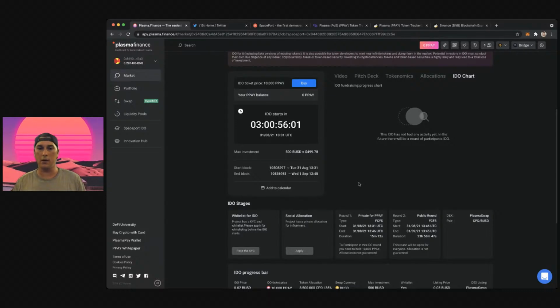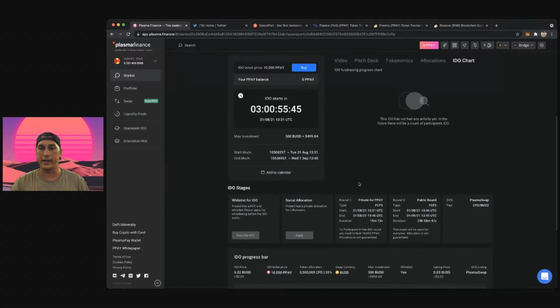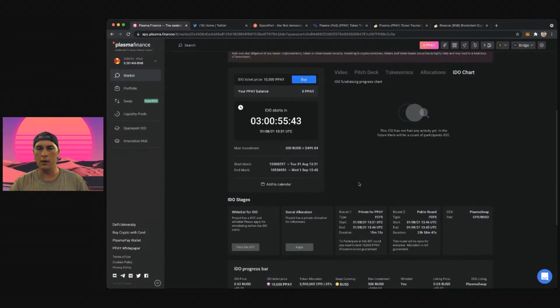If all the allocation for this IDO is sold out in the first round, then there will not be any second round, and the platform just opens the DEX liquidity on PlasmaSwap. So be careful about that if you're waiting for the second round. Also, for PPAY on BSC and Polygon, or xPPAY, you just need to hold it in your wallet. You don't need to stake it anywhere. You just need to hold it.